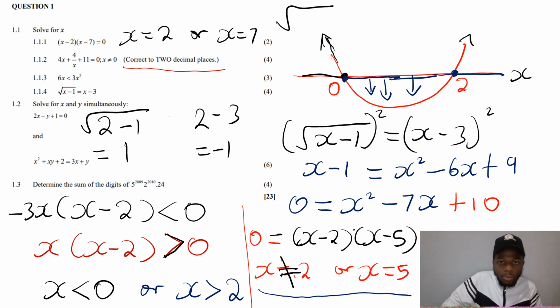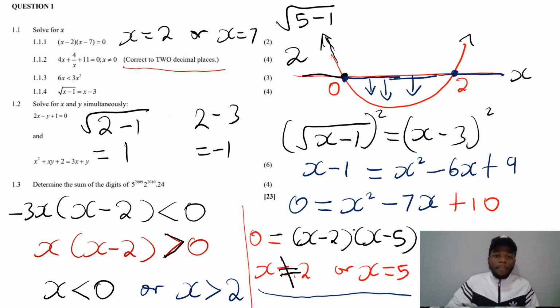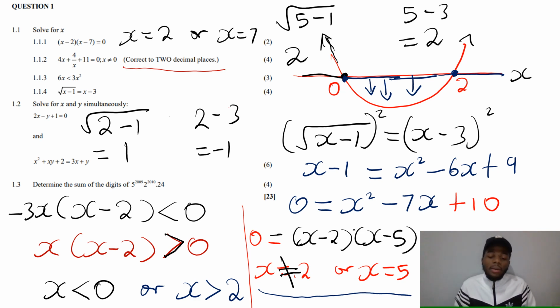Then square root of where there is x, I'm going to put 5 minus 1, because it's x minus 1. This is root of 4, which is going to give us 2. Okay, let's check. And then the other side, we're having x minus 3. 5 minus 3 is still going to give us 2. So it means this one of 5 is correct.